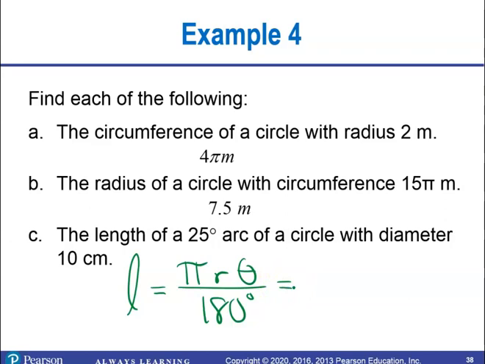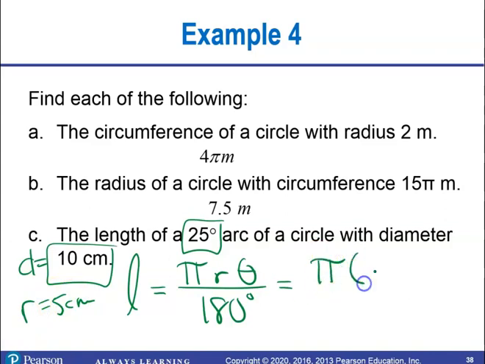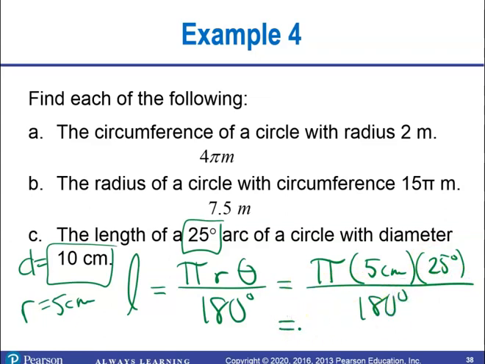Now, it says the length of a 25-degree arc, so that is your theta, with a diameter of 10 centimeters. We've got to think about this a little bit, don't we? So I don't have r in my problem. Well, this is d, right? How do d and r relate? Well, r is halfway across the circle. d is all the way across the circle. So doesn't that mean r is 5 centimeters? Sure it does, right? So we have pi times 5 centimeters times my theta, which is 25 degrees, divided by 180 degrees. This is just a plug straight in situation.